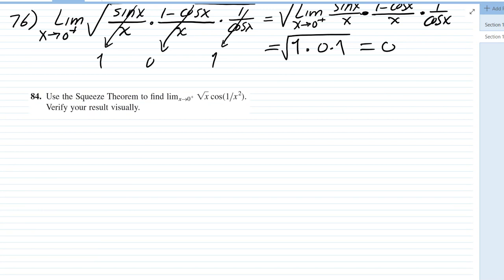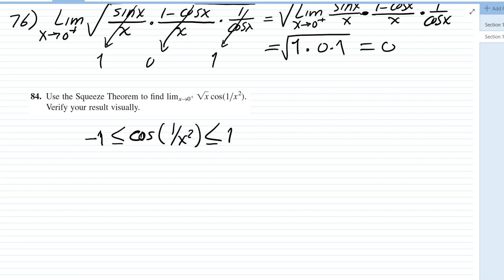So in number 84, it says use the Squeeze Theorem to find the limit as x goes to 0 of the square root of x cosine 1 over x squared. Now, for all of the functions that either have sine or cosine in them, usually your first step is this one. We're going to bound this function first. So I'm just going to go -1 less than or equal to cosine of 1 over x squared, less than or equal to 1. Okay. Now, the reason this is true, remember, sine and cosine are range bound between -1 and 1. So this is true for cosine of any angle.